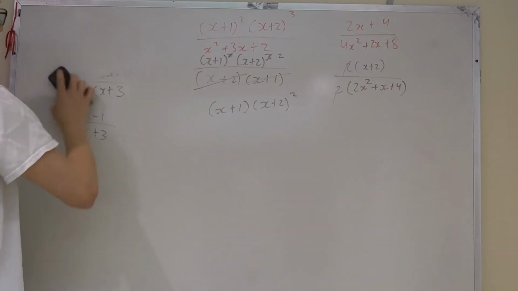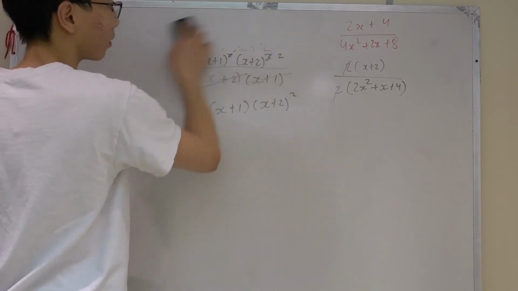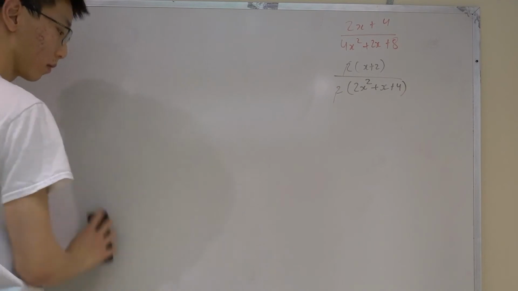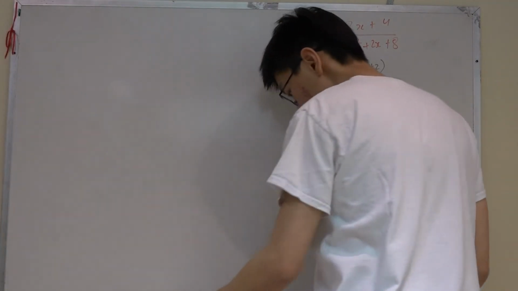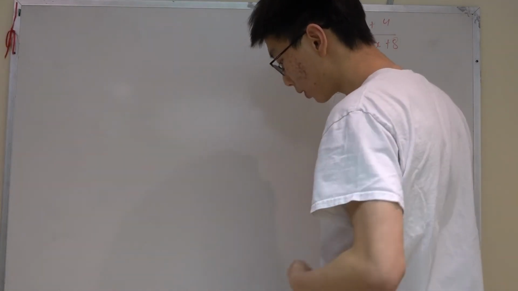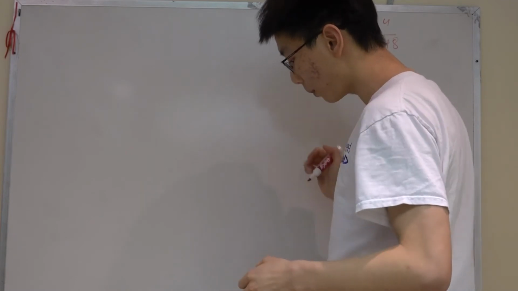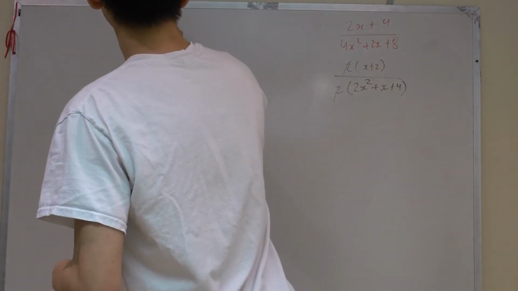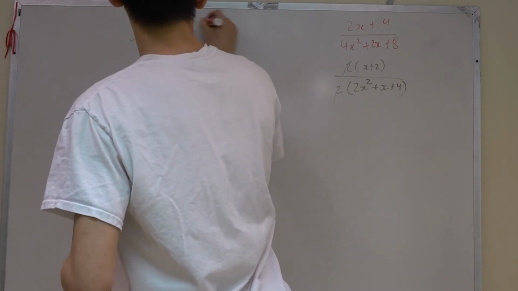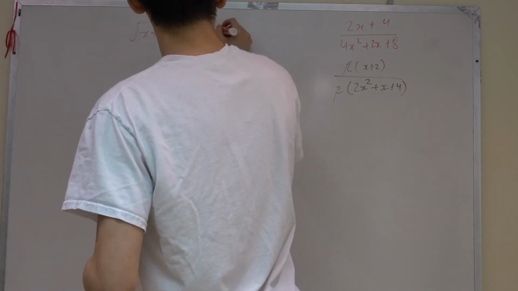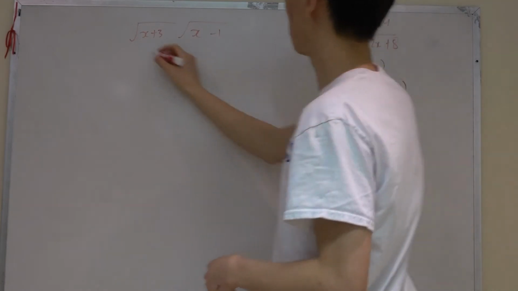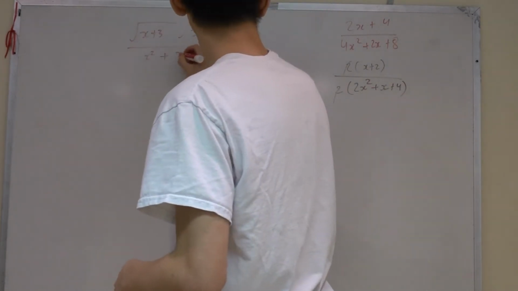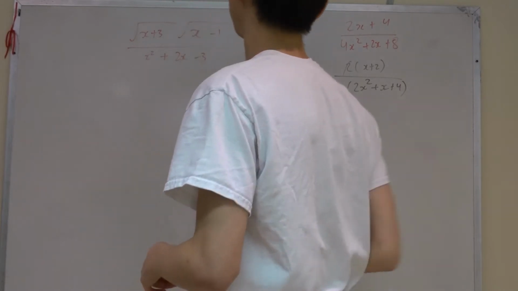Okay, next one. And this is the last example that we're going to do of this type, and then we're going to move on to learning some new stuff. So we have the square root of x plus 3 times the square root of x minus 1, all of that over x squared plus 2x minus 3.